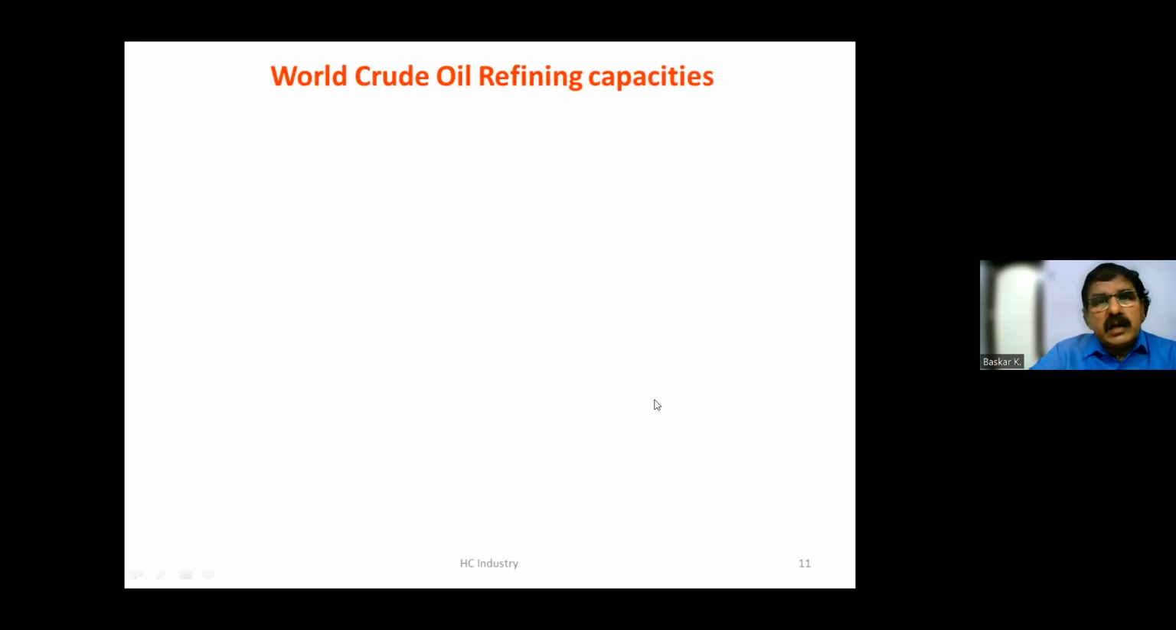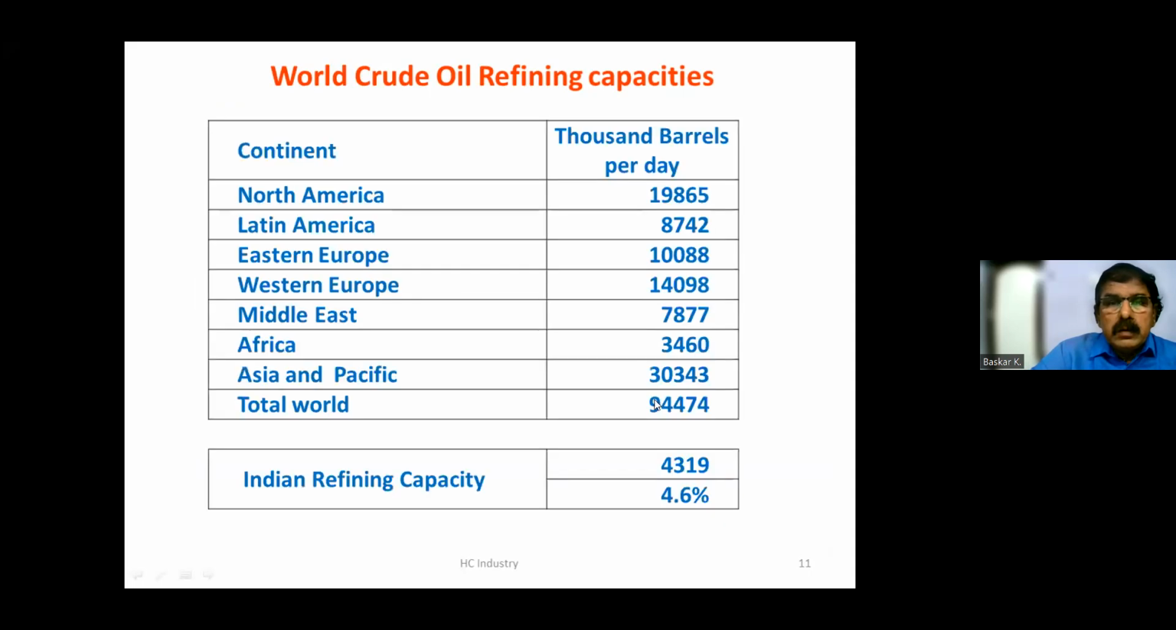Now, let us understand the world oil refining capacity. Throughout the world, we have 94,470,000 barrels per day refining capacity. And in India, we have 4,300,000 barrels per day refining capacity, which is equal to 4.6% of the world capacity. This is just to indicate what the industrial scenario is.